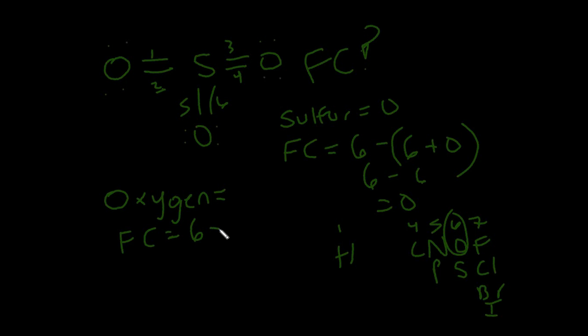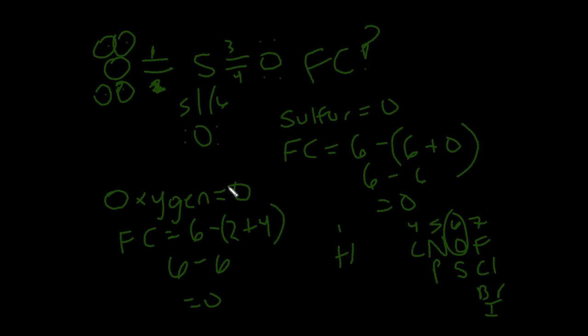How many bonds? 1 and 2. Maybe 2. And how many dots? We have 1, 2, 3, and 4. So now we have 6 minus 6, which equals 0. Formal charge for oxygen is 0.